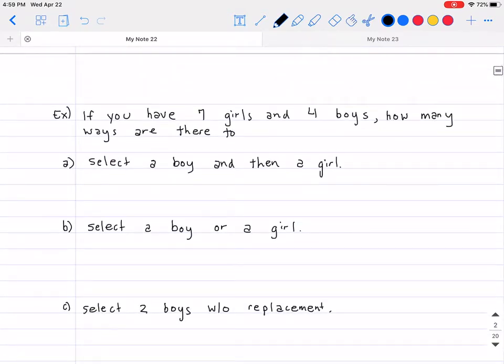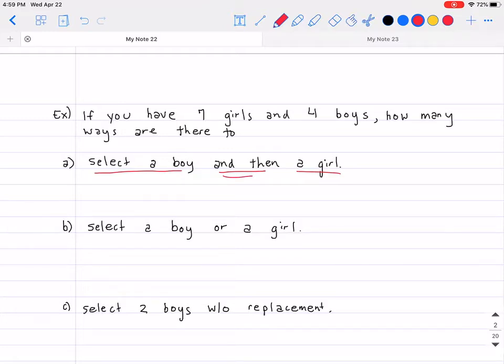So let's look at some other examples where we can use this counting principle. If you have 7 girls and 4 boys, how many ways are there to select a boy and then a girl? Just going through each one. The first case, the question you want to ask yourself is, again, how many events are happening? In this case, there are 2 events because you are selecting a boy and then a girl.